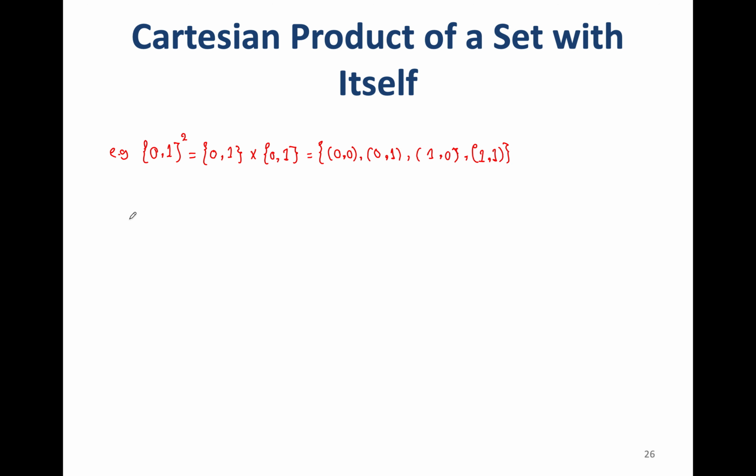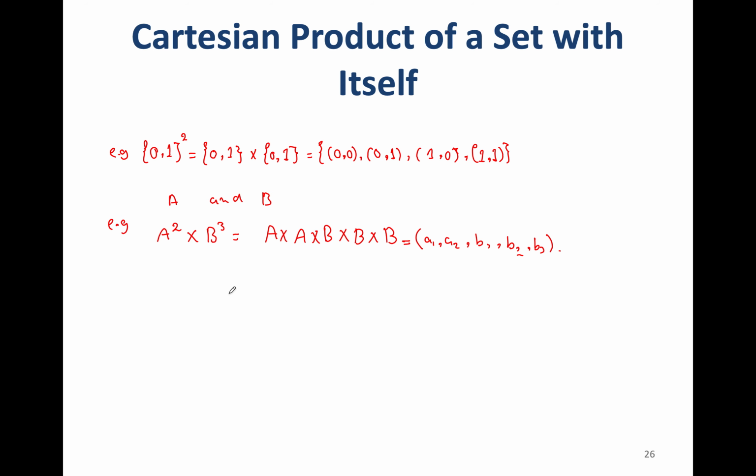Another example, if we got two sets, A and B, then we might have A squared times B cubed, which is A cross A cross B cross B cross B, and we got the tuple. Now how many elements will the tuple have? 1, 2, 3, 4, 5, 6. So it will be A1, A2, B1, B2, B3, and so on.